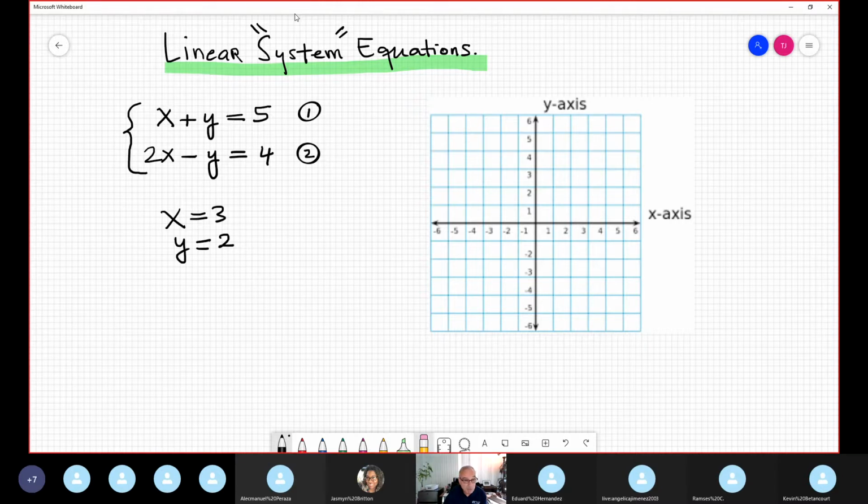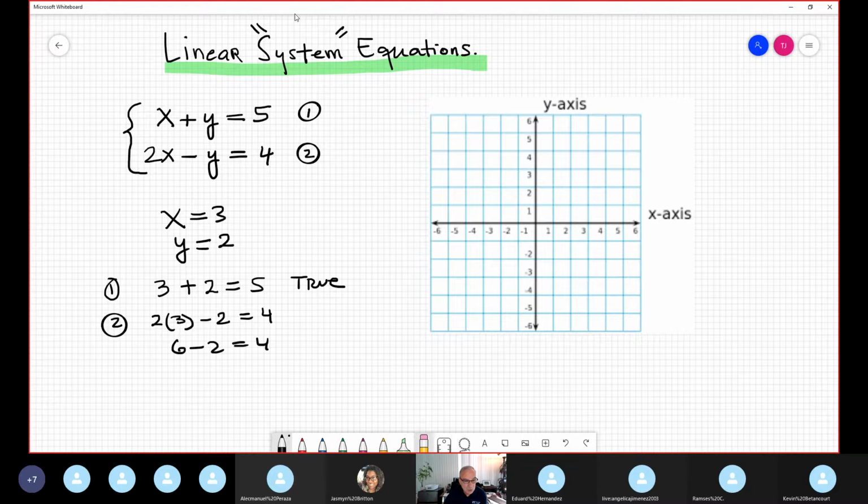But if you substitute that value in each equation, let's do it in the first one. You have x plus y, so you replace x for 3 plus 2 should be equal 5. This statement is true. And in equation 2, x equal to 3, it is 2 times 3 minus 2 should be 4. This is 6 minus 2 is 4. It's also true.